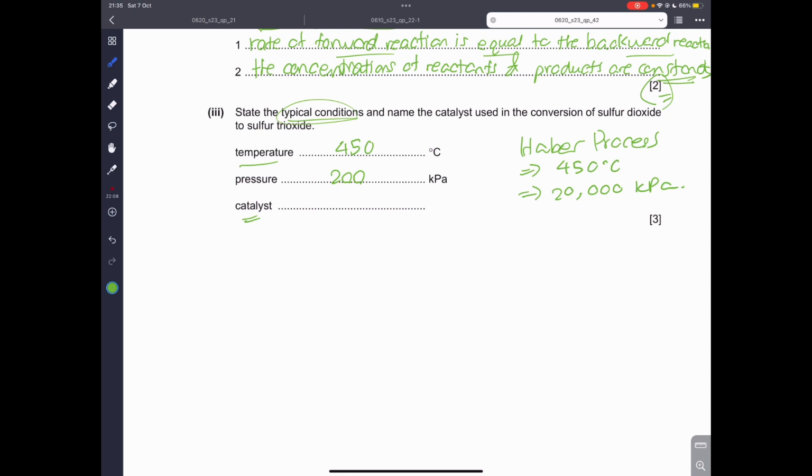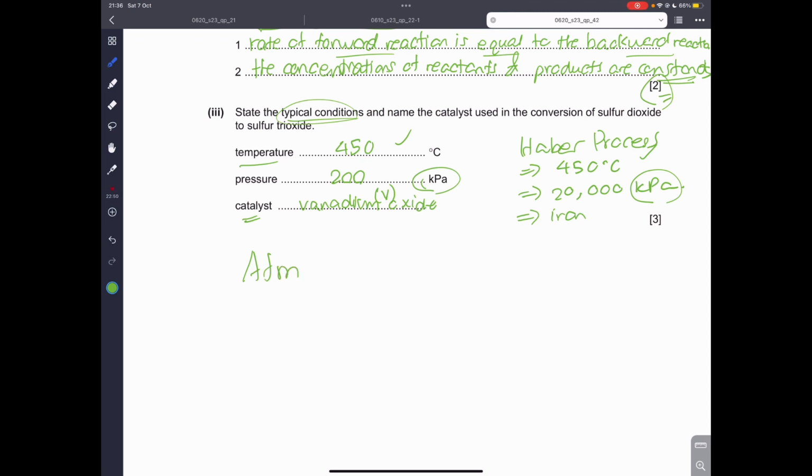For the catalyst, we are going to use vanadium(V) oxide, and for the Haber process, we are going to use iron catalyst. So you can see similarities here. The temperature basically is the same, and the pressure of the Haber process is basically just double the amount of the contact process. In some cases they will give you kilopascals, in other cases they'll give you atmospheres or ATM, and you'll have to know the pressure in ATM as well.